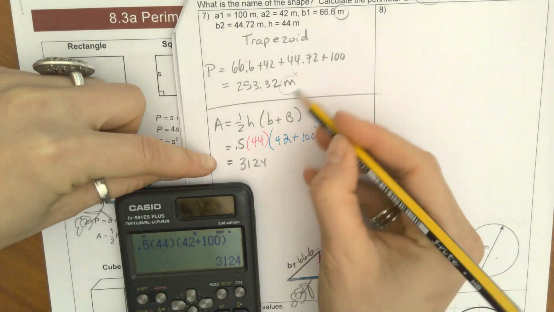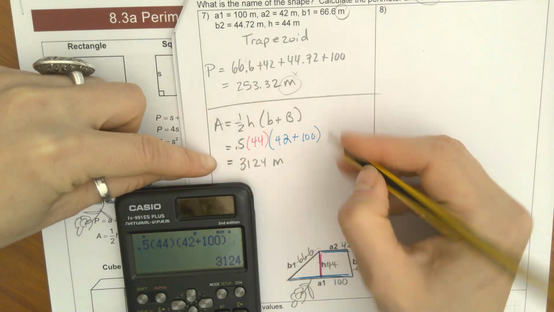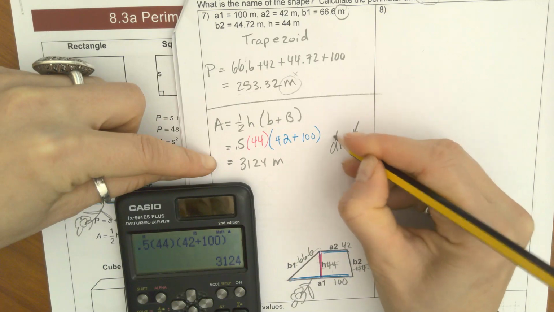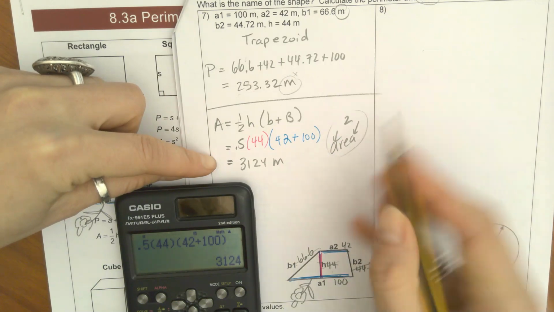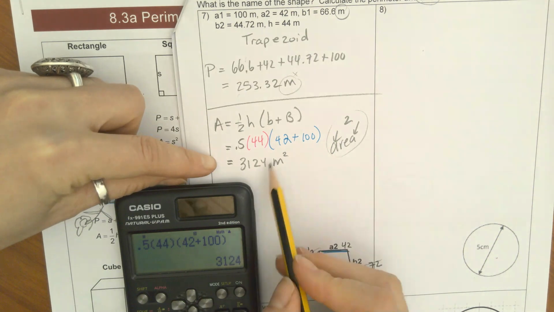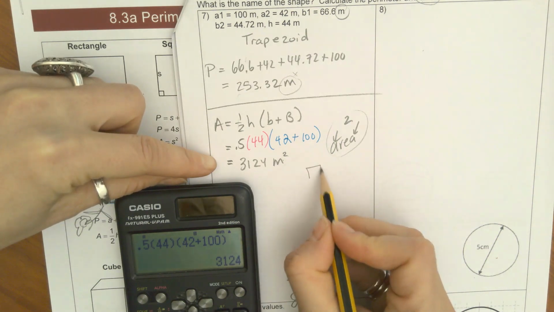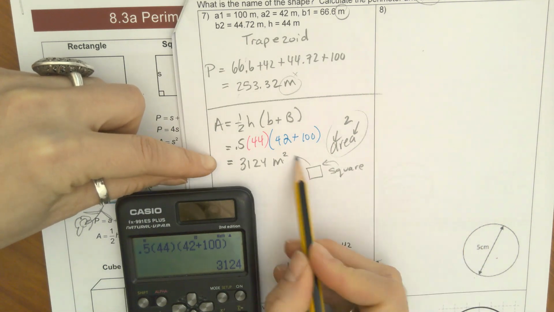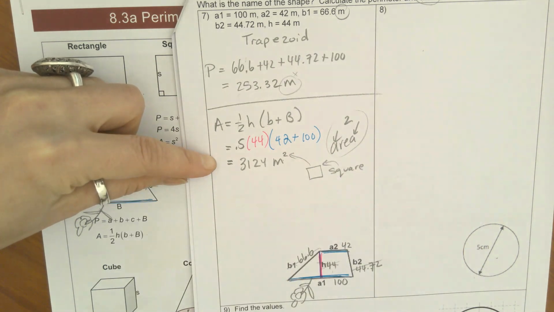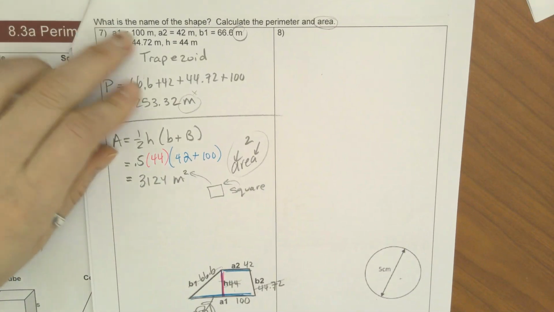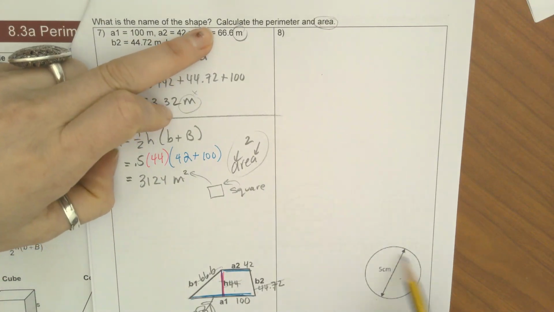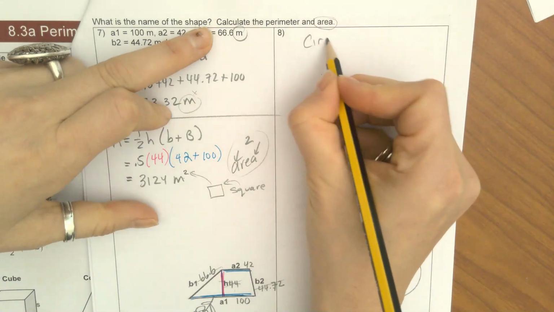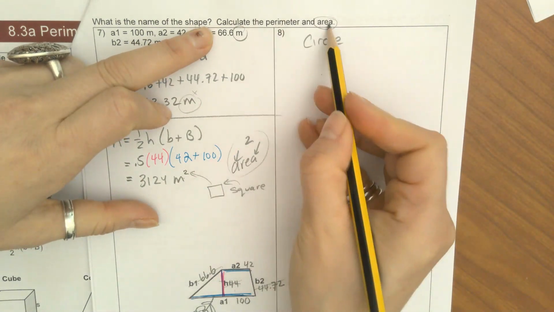3,124, and it's meters. And because it's area, how many A's does area have? 2. It's just a memory trick to help you remember to put a 2 here. So meters squared, maraba. Okay, we use the word square. Meters square. Okay, let's do the next one. So it says, what is the name of the shape? Circle. Okay, calculate the perimeter and area.